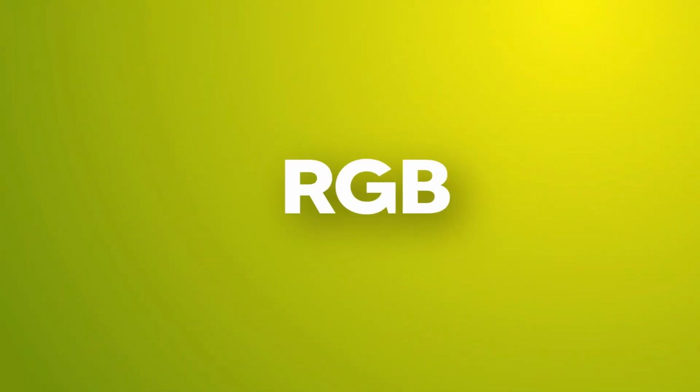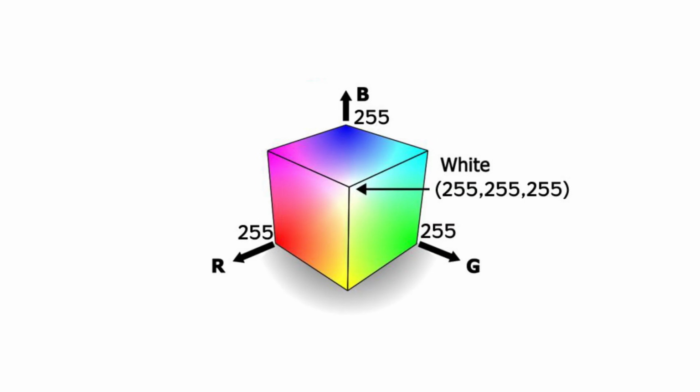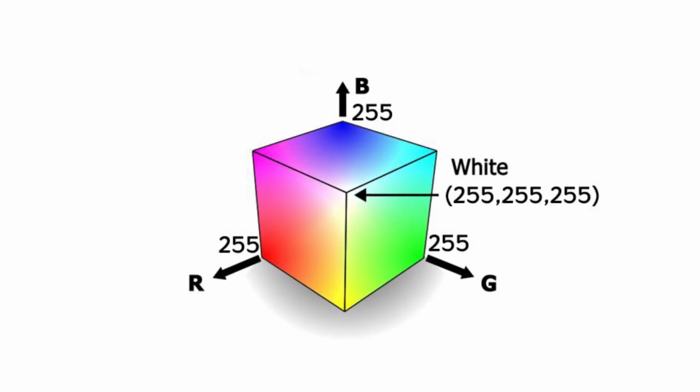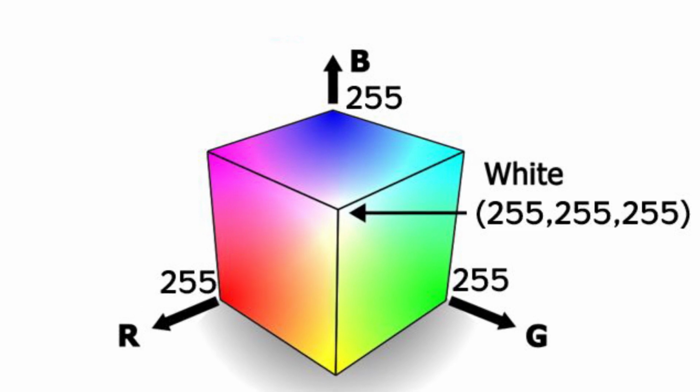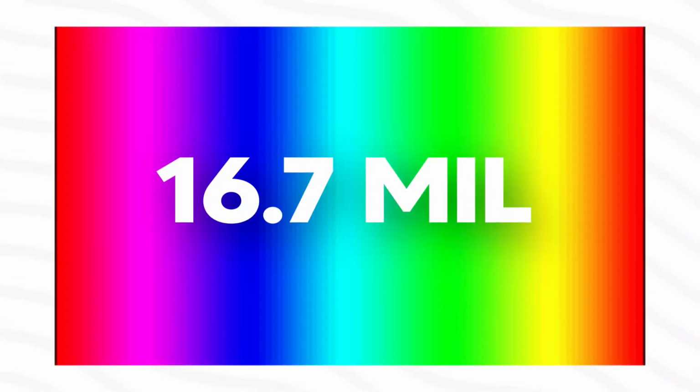Now let's understand this. Each RGB color channel has about 256 possible values or levels, which ranges from 0 to 255. And if you multiply this by the 3 color channels, you should be getting about 16.7 million colors. Therefore, RGB tends to have a much wider range of colors than CMYK.